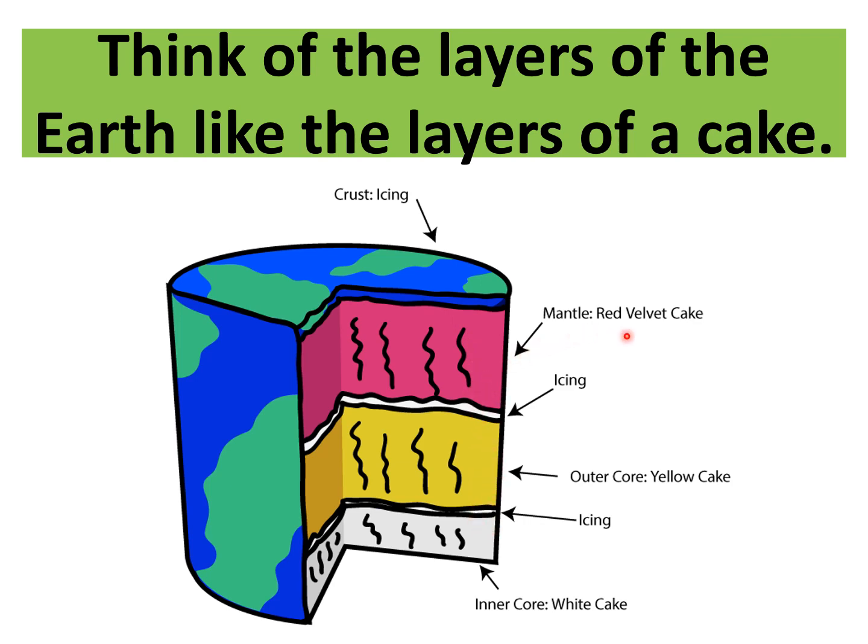For example, we have here your red velvet cake, which is like your mantle. And then we also have another layer of cake, your yellow cake, which is comparable to your outer core. And then you also have a layer of white cake, which is comparable to your inner core. At this moment, we cannot just dig the land and be able to see the layers of the Earth, right? That's why we are using cake to compare the layers of the Earth.